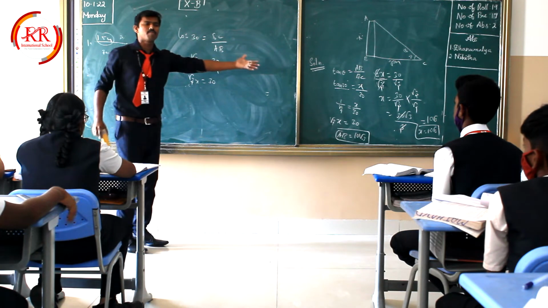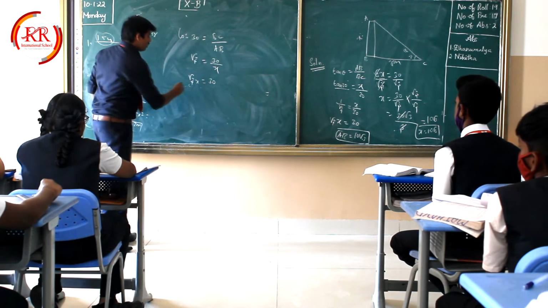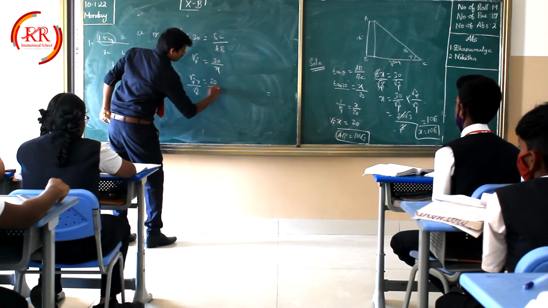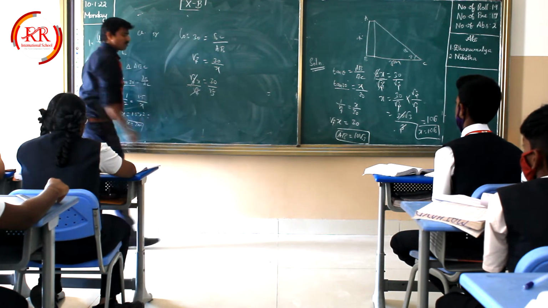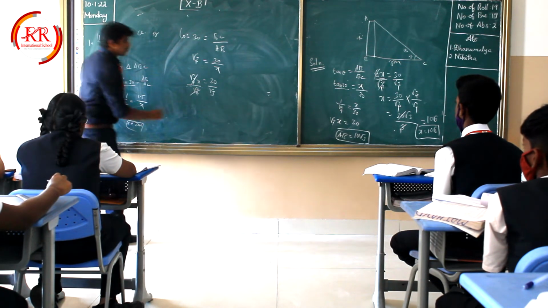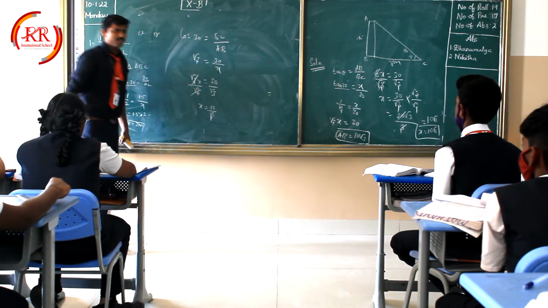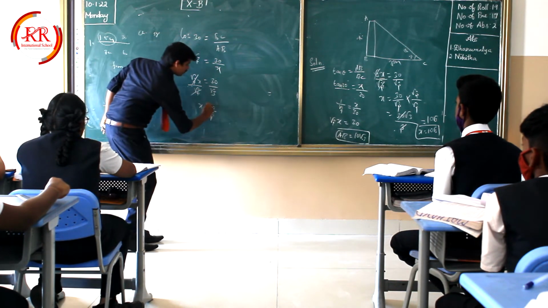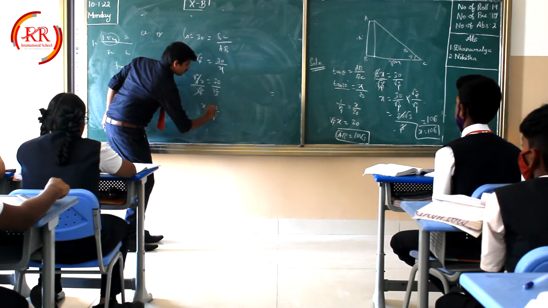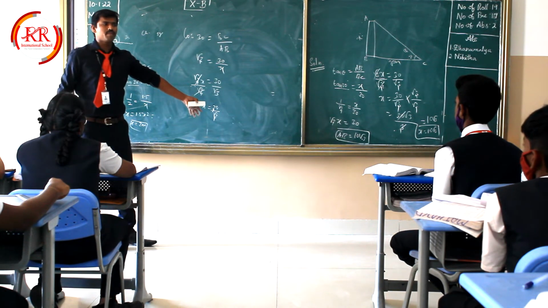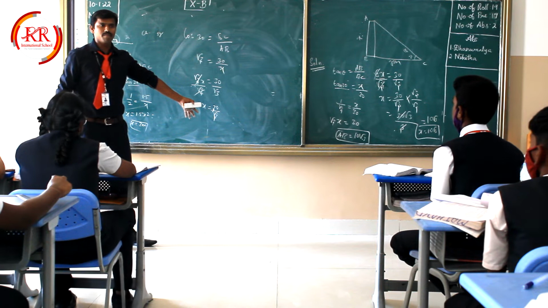Divide it on both sides by root 3. Root 3 and root 3 will be cancelled out. So what is the remainder we have? 10 root 3. Sorry, it is not 10 root 3, it is 30 root 3. Okay. 30 root 3. Now shall we multiply the numerator and denominator by what?